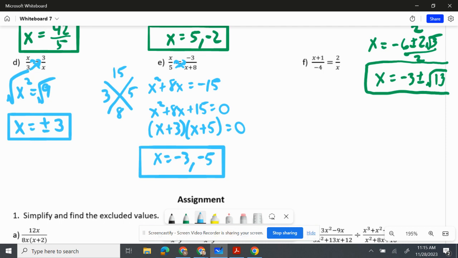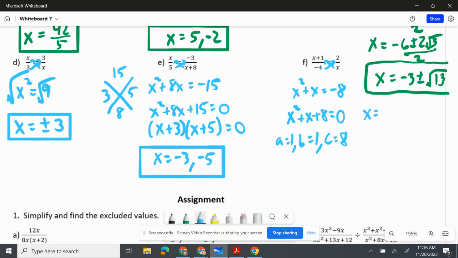Looking at letter F, we're going to do the same thing. We're going to cross multiply. And that gives us x squared plus x is equal to negative 8. I'm going to add the 8. So x squared plus x plus 8 is equal to 0. So my a value is 1, b value is 1, c value is 8.